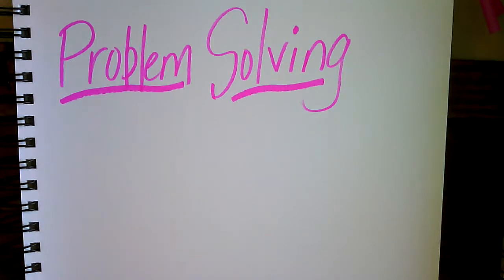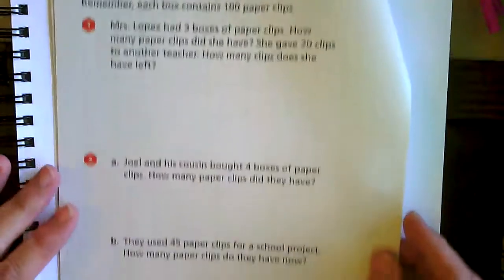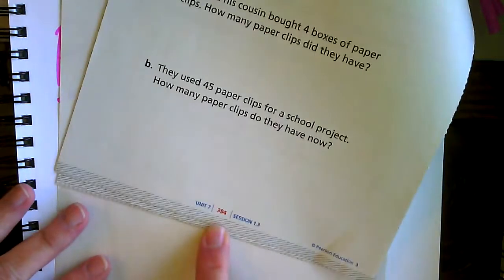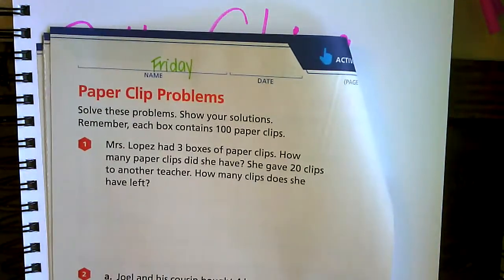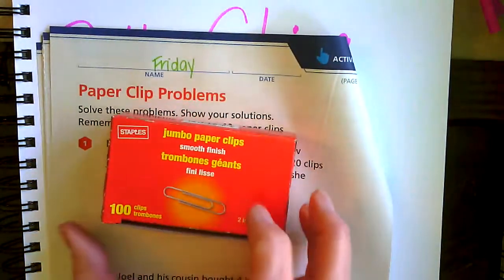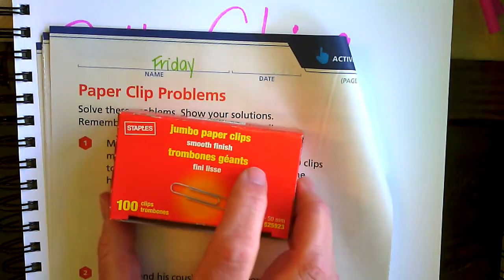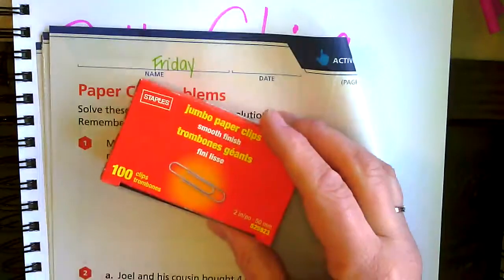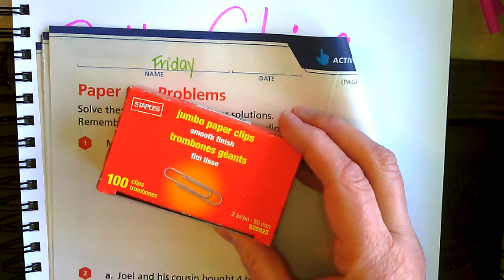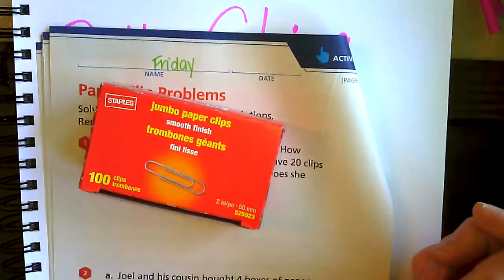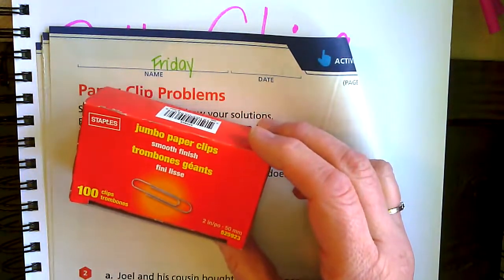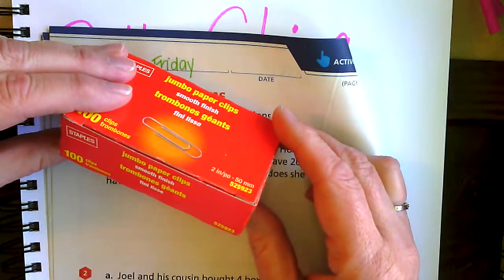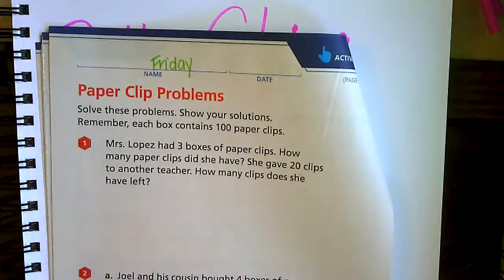All right, so let's go ahead and start with page 394. Let's go ahead and do some problem solving. It says paperclip problems at the top, and the reason is because they're basing all their questions off of a box of 100 paper clips. This box contains 100 paper clips. Let's do some problem solving with that.